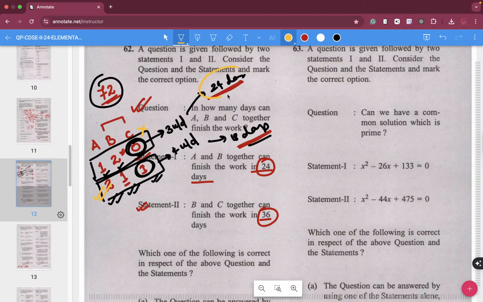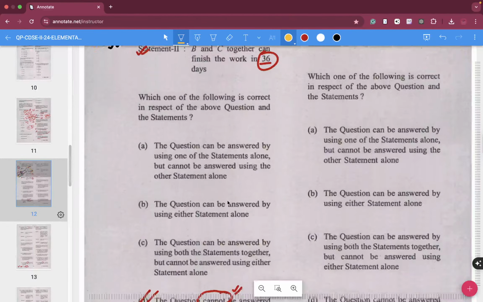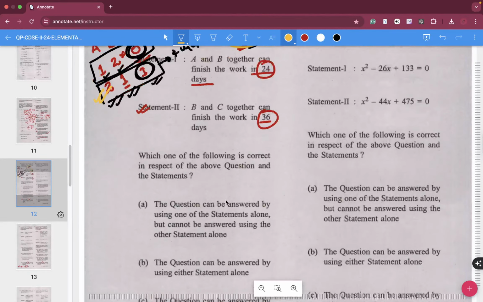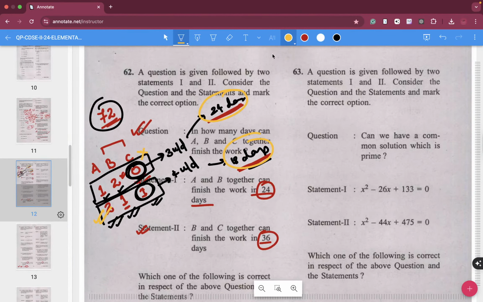So still we are getting 2 different numbers of days, which means we are not able to answer how many days A, B and C together will take to finish the work. That is why we go ahead with D as the answer to this question, folks.